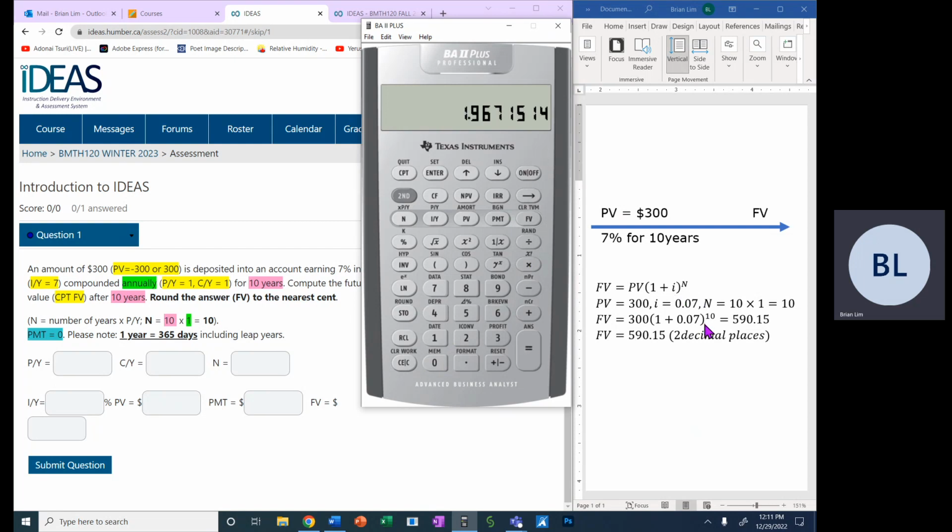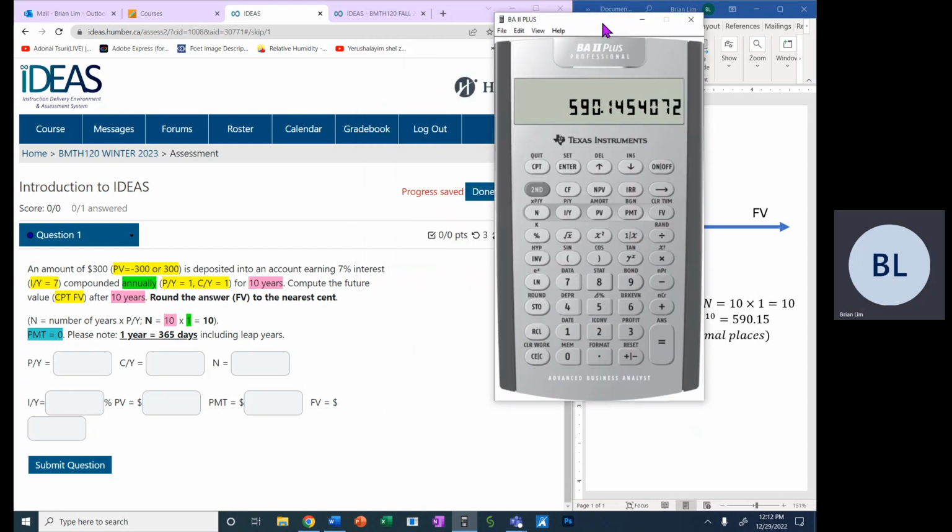I get a number there for that part. But that number now has to be multiplied by 300. And that gives us the amount of 590.15. That is rounded to 2 decimal places because the digit after the 4 is a 5, so the 4 gets rounded up to a 5. So the answer would be 590.15. And that is how we would do it using the formula.